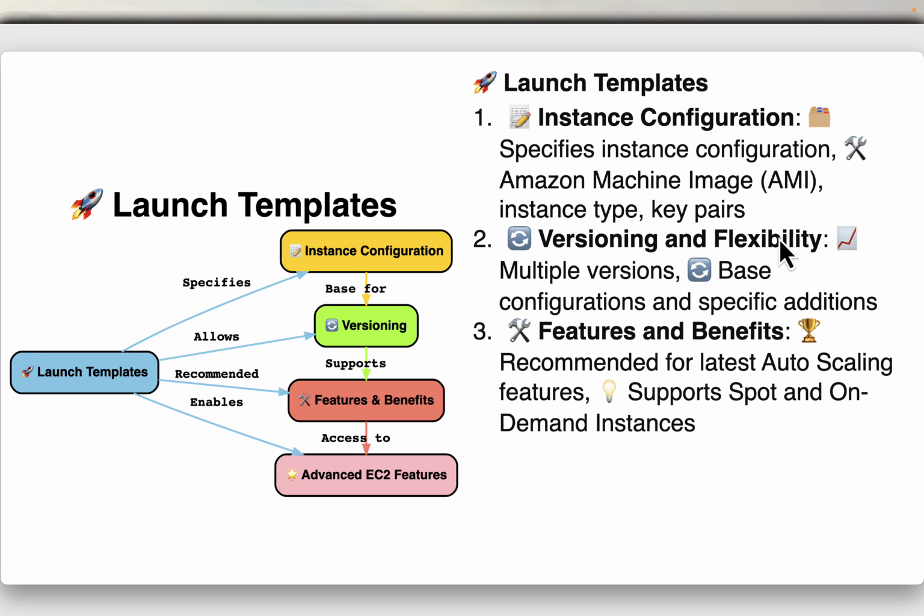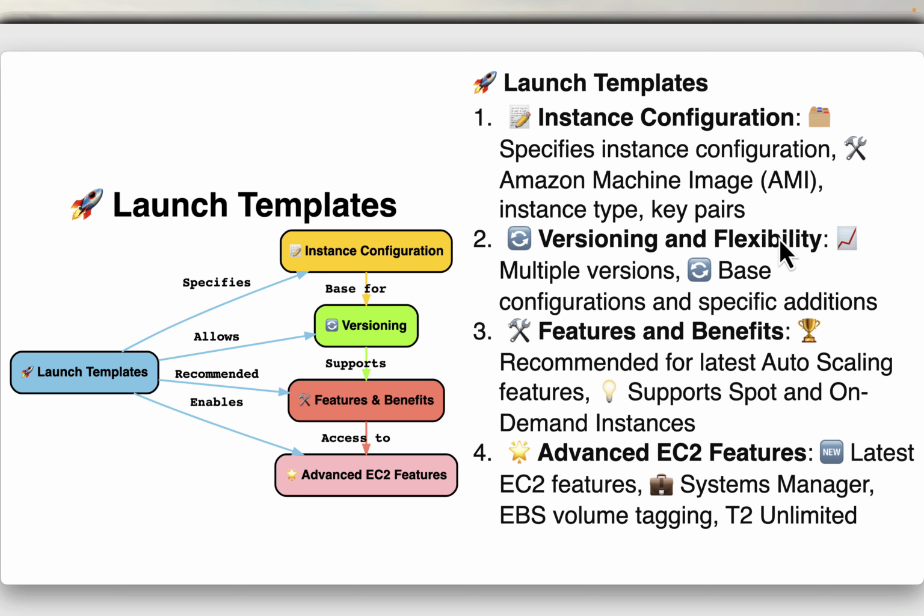Third, features and benefits. Launch templates are recommended over launch configurations. There was something called launch configuration earlier, but that has now been superseded. This is a newer technology, a newer approach, called launch template. It is recommended over launch configurations, which were used previously, for accessing the latest auto scaling features, such as support for both spot and on-demand instances. You can mix and match spot instances as well as on-demand instances, and specify multiple instance types. You can also specify multiple instance types and instance families within a single auto scaling group.